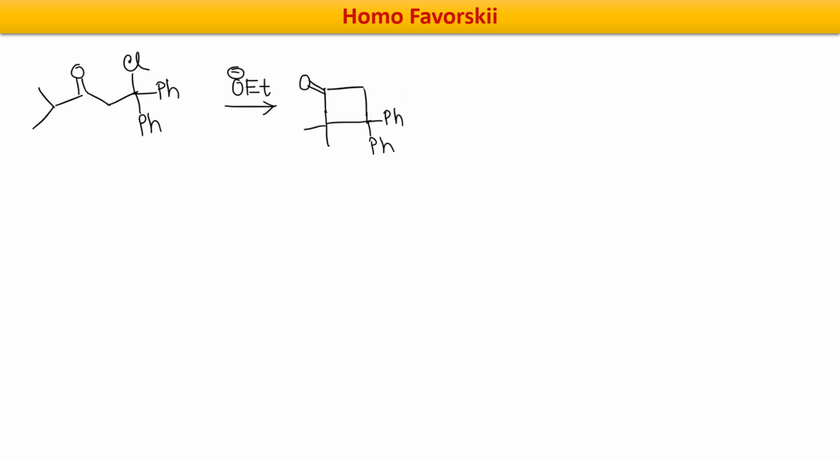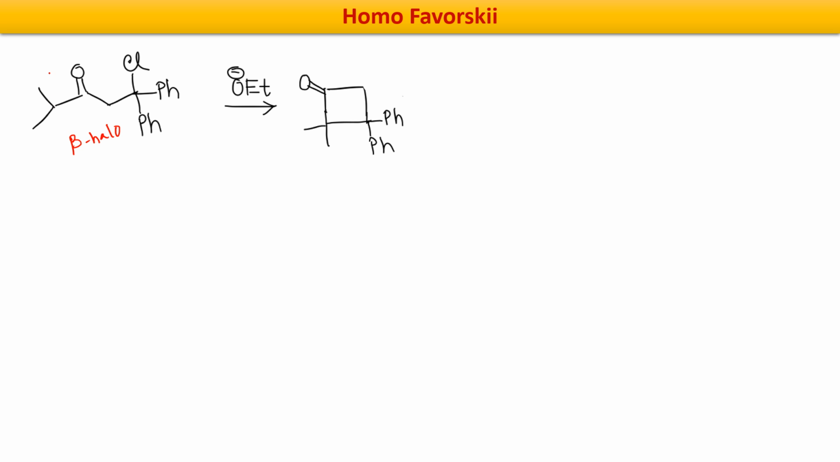Homo Favorskii. That is how it is different, because in this case we have a beta halo compound, unlike the classical Favorskii where we have mostly an alpha halo, right? So with this beta halo, what will happen now, in the presence of OEt minus? Obviously carbanion generation will be there. So negative charge will be generated by removal of this hydrogen.